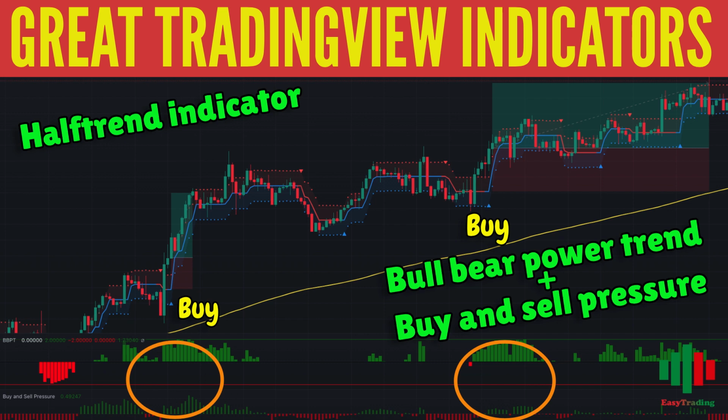In this video we will see a strategy with some amazing TradingView indicators. We are going to use 4 indicators: an exponential moving average, half trend indicator, bull-bear power trend indicator and buy and sell pressure indicator. The time frame will be 4 hours, but you can test this strategy in lower or higher time frames as the market is fractal.